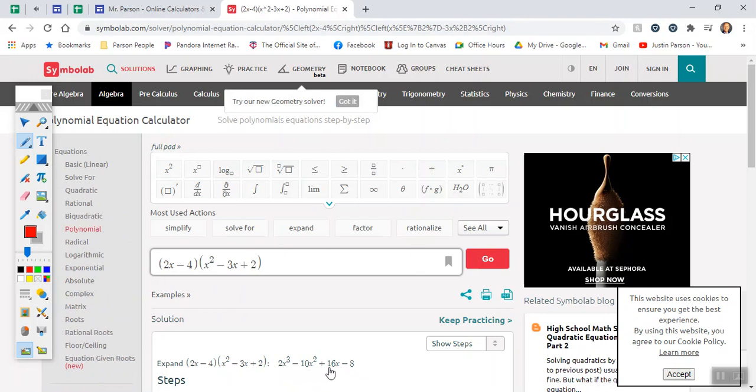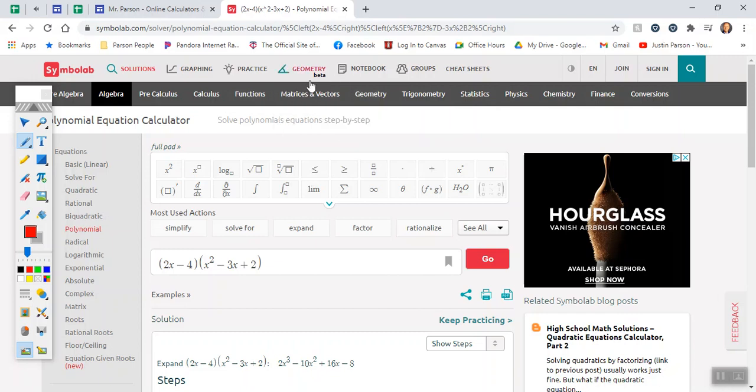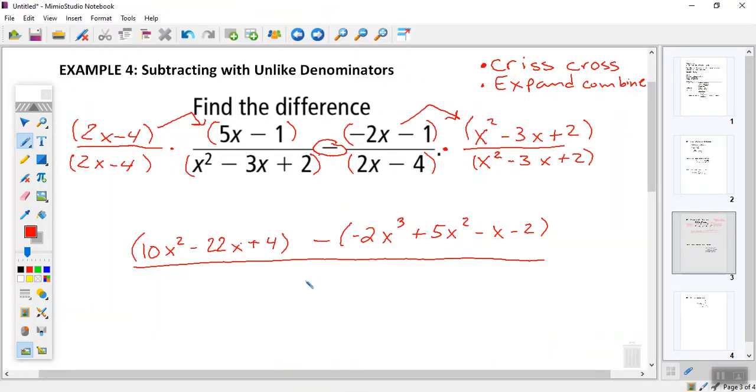Can you guys remember that for me? 2x cubed minus 10x squared. I'll remember that. Okay, plus 16. Okay, so my common denominator was 2x cubed, is that right? Yeah. Minus 10x squared plus 16x minus 8.